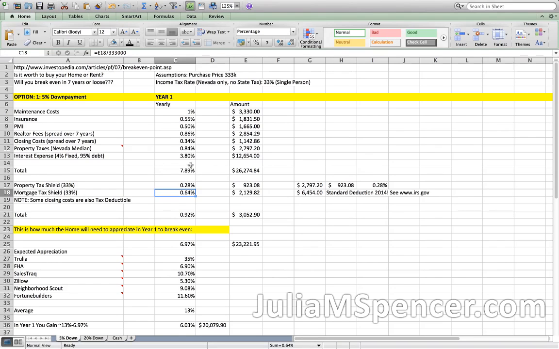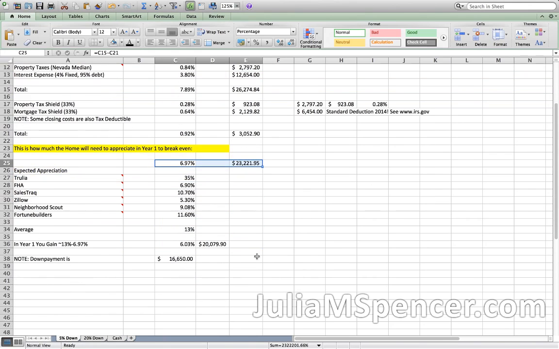So these are all the expenses. These are all the savings, these two. So we have a delta of 6.97%. 7.89 minus 0.92 is this number. And that is the amount that we need to make up in appreciation for the first year in order to break even on this house purchase.